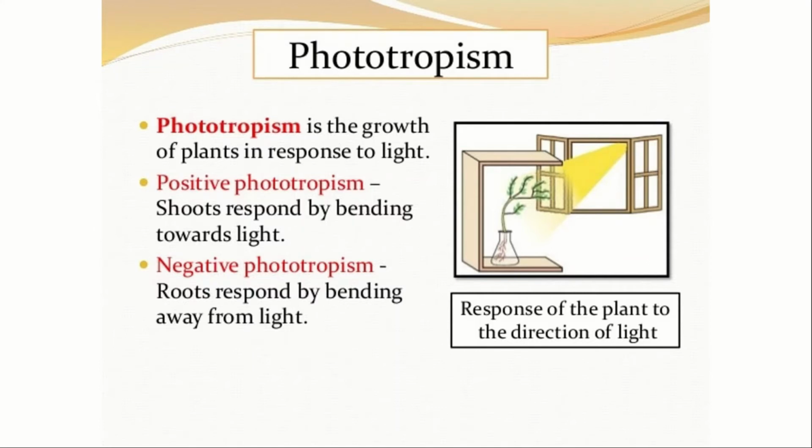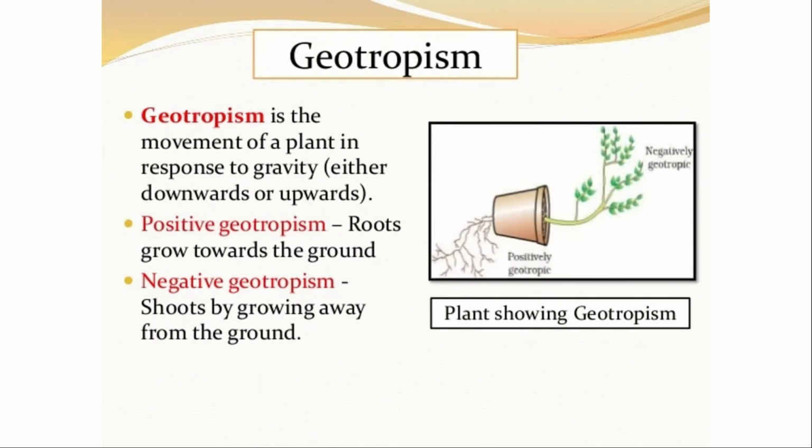There is positive phototropism and negative phototropism. The shoots respond by bending towards light. The shoot is the upper part of a plant, which always bends towards the light, and that is called positive phototropism. And the roots of a plant, which go away from the light into the ground, show negative phototropism.